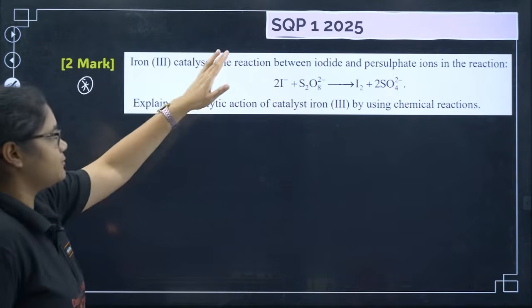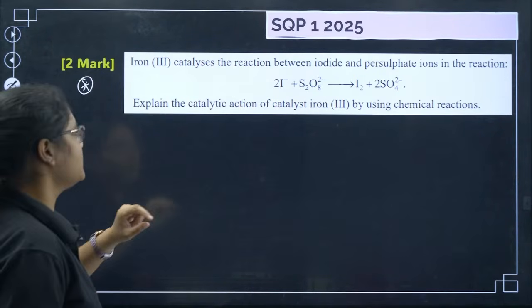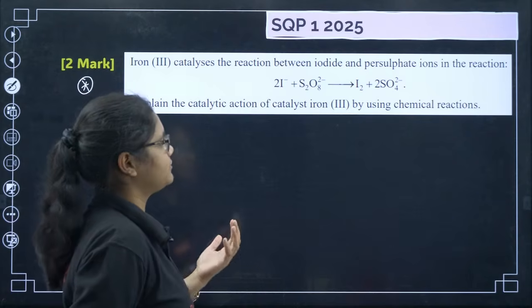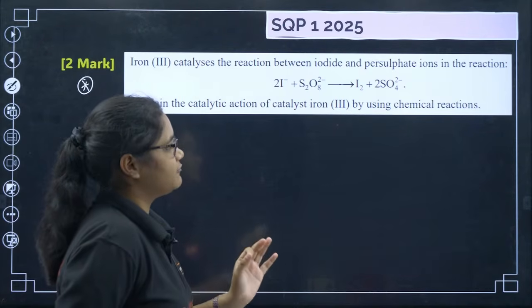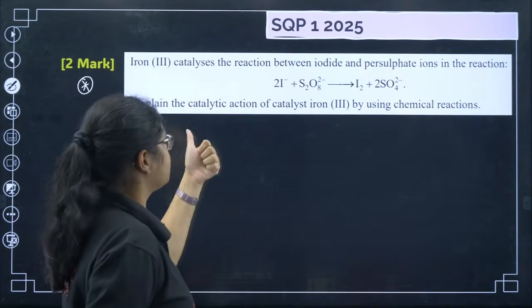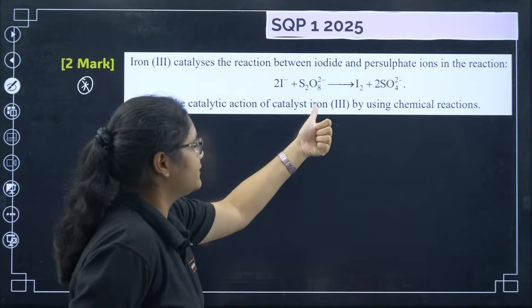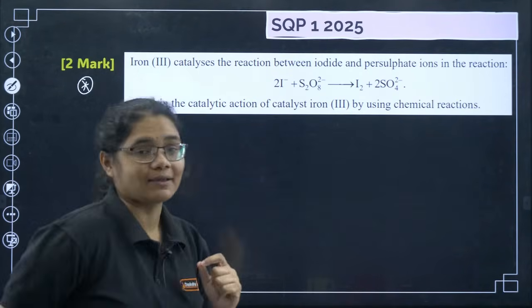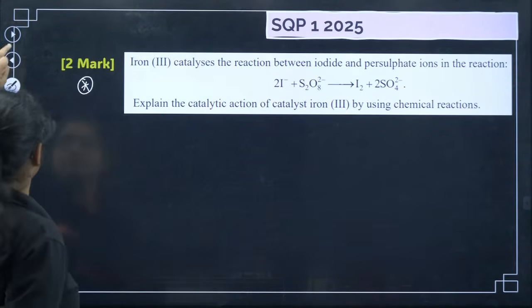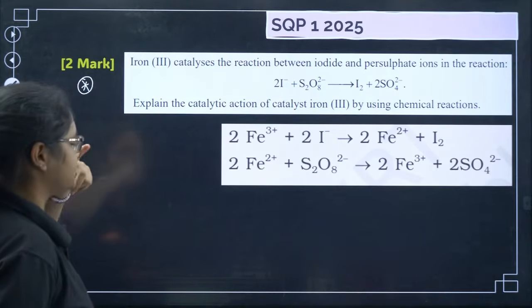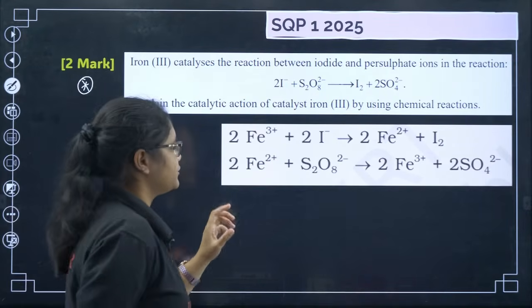The question is from SQP or model question paper 1. It says iron catalyzes the reaction between iodide and persulfate ion. In this reaction, explain the catalytic action of catalyst Fe3+ by using chemical reactions. So what does it actually do? This is the reaction.